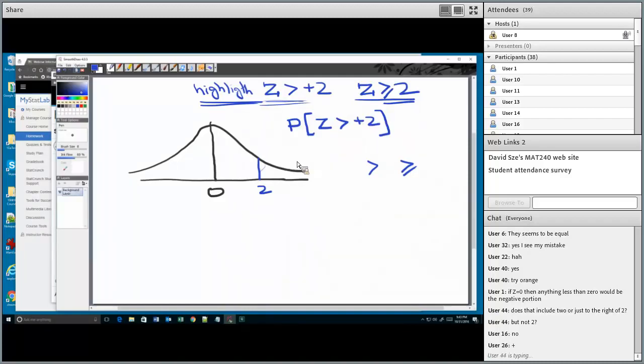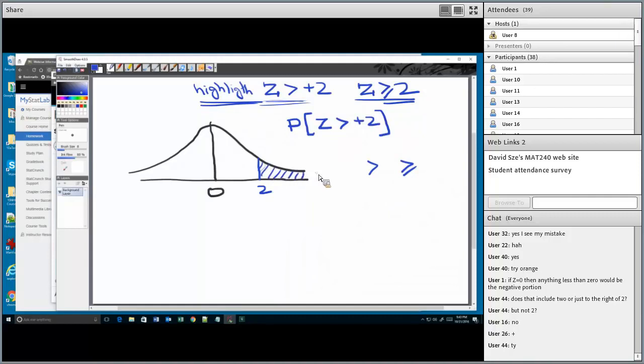So when I highlight this area, it means that I'm also including 2. And the reason is that this is a continuous distribution. It is not a discrete distribution. When you have a discrete distribution, then Sarah's answer is correct. Discrete distribution meaning, for example, you have bars, right? So here's 1, 2, 3. Maybe you have a frequency histogram.